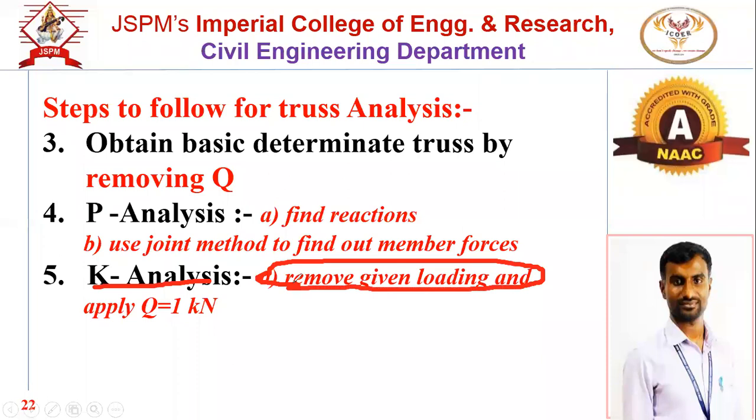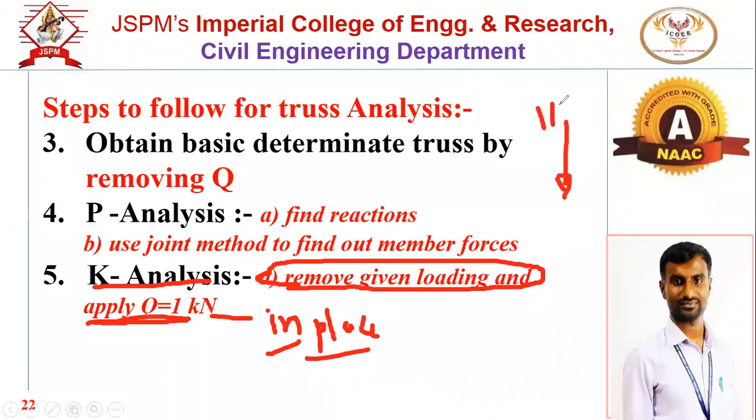10 kilonewton, 20 kilonewton. We have to remove the loading and apply 1 kilonewton load in place of redundant. पण कुठे अप्लाय करायचं आहे? In place of redundant. जसं आपण डिफ्लेक्शन साठी केलं होतं, आठवतंय का, ज्या पॉइंटला डिफ्लेक्शन फाइंड आउट करायचं आहे त्याच पॉइंटला आपण 1 kilonewton लोड अप्लाय केला होता.